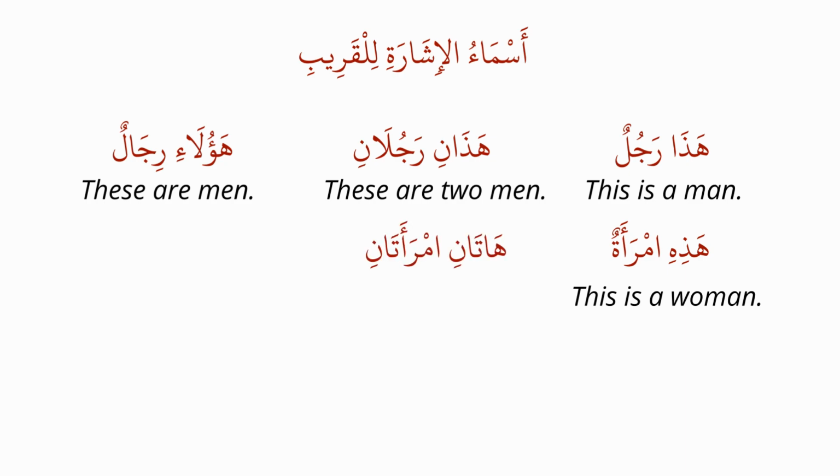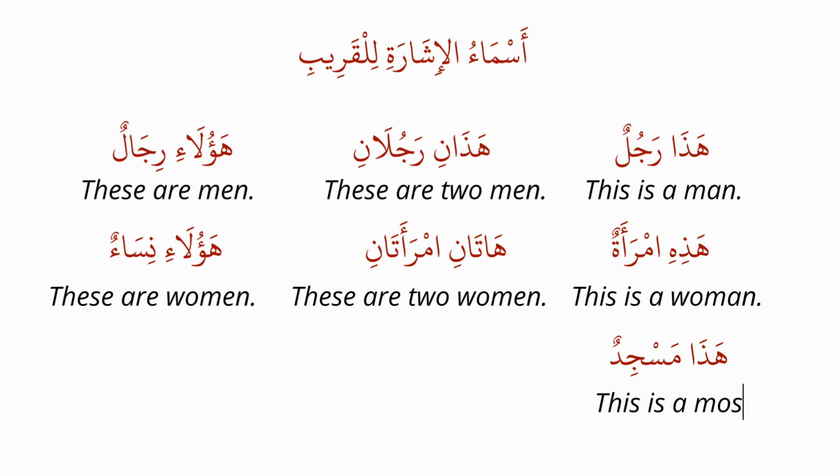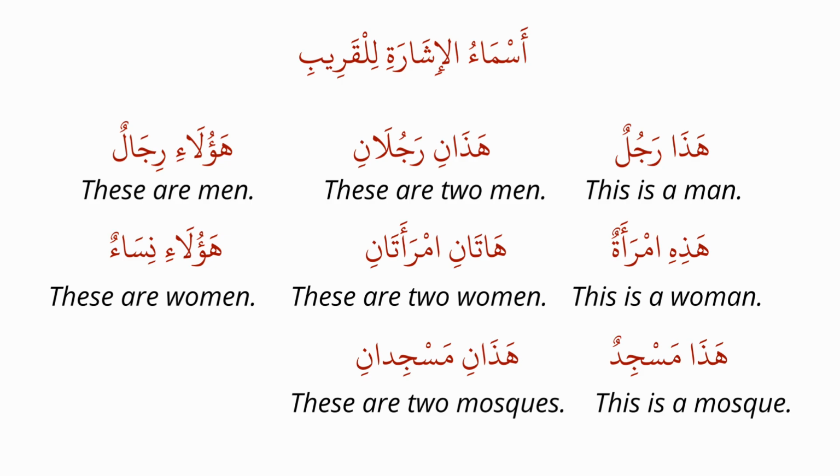هاتان امرأتان. These are two women. هؤلاء نساء. These are women. Now let's take a غير عاقل noun masjid and say هذا مسجد. This is a mosque. Masjid is a غير عاقل noun, keep that in mind. هذان مسجدان. These are two mosques. هذه مساجد. These are mosques.